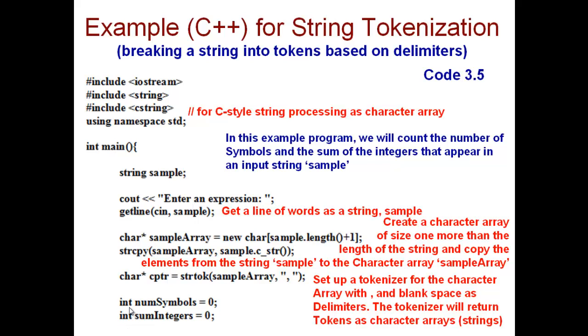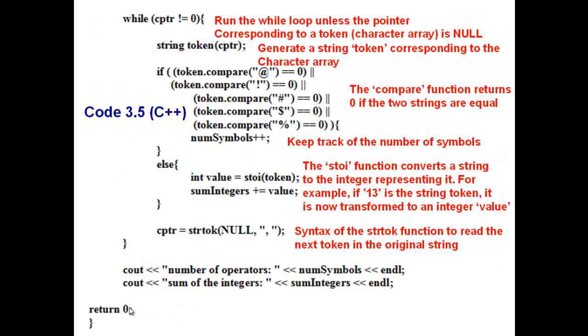Now I'm going to process each of these tokens. For that I need to also keep track of the number of symbols that I have encountered and the sum of the integers I've seen so far. So while cptr is not null: if cptr is pointing to a null string as a token, that means you're done with tokenization, there are no more tokens. If it is not null, it means it is really pointing to a valid token which has one or more characters. So after you get inside the loop, you create a string out of that token of characters pointed to by cptr. You could name this anything you want; I just label it as token.